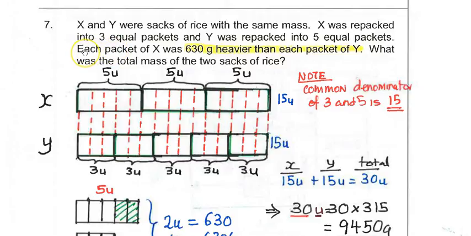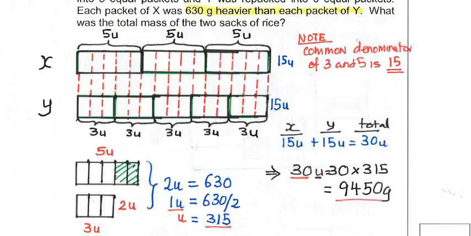The clue is here. Each packet of X was 630 grams heavier than each packet of Y. Okay, take a look very carefully. Now, if you see very carefully here, I'm going to move this thing up a little. Now, one packet of X is here, and one packet of Y is here. Now, this 5, I translate from here, and this 3 translates into here. The difference between the 5 and 3 is 2U.